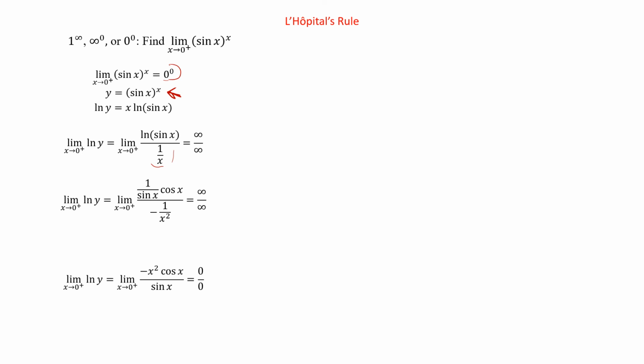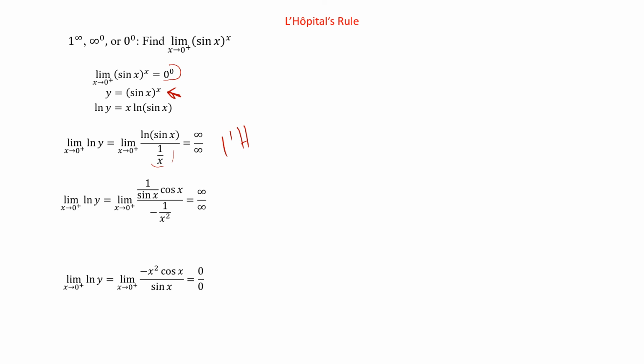We can take the derivative. So we can use L'Hôpital's method. The natural log of something is 1 over something times the derivative of something. It's 1 over sine times cosine of x. 1 over x is just x to the negative 1, so that'll be negative 1 times x to the negative 2. And now plug in 0 again, and we get infinity over infinity yet again.